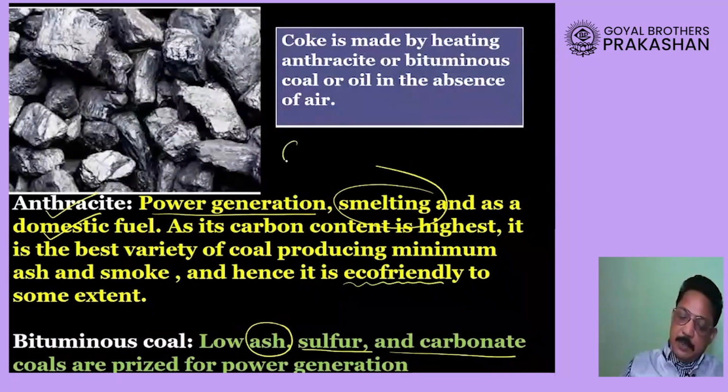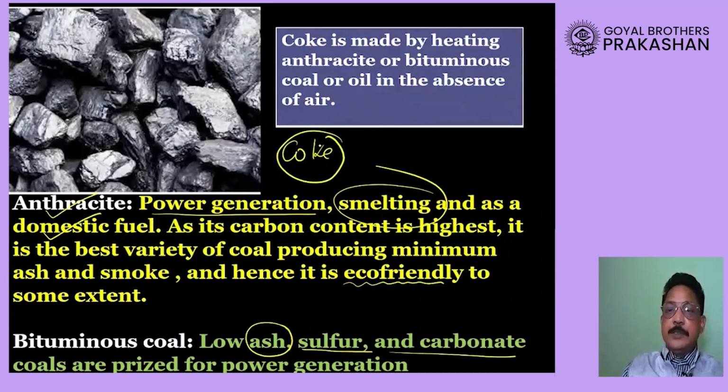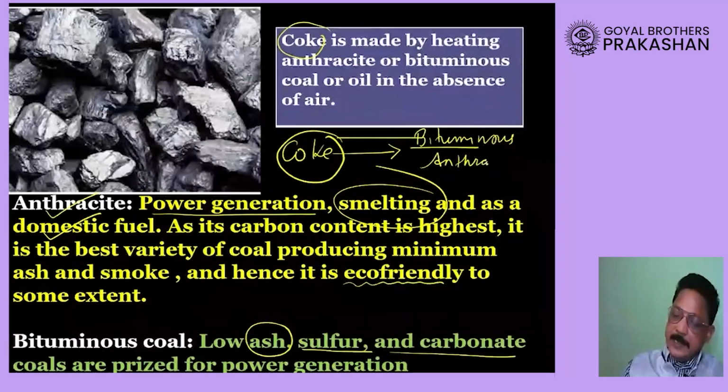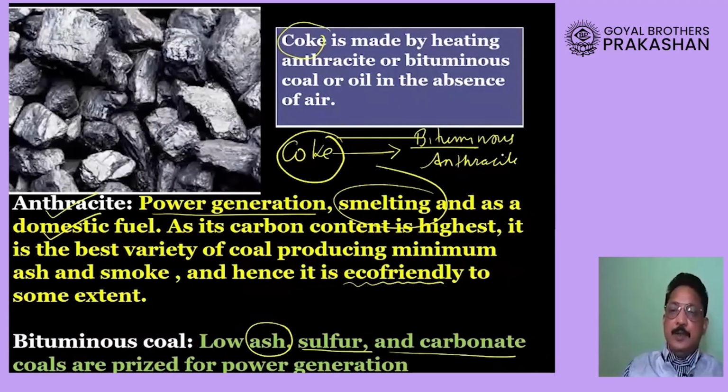Now you must have heard the name coke. Please remember, when coal is burned in an insufficient amount of air, a better quality of coal is formed, which is called coke. So for making this coke, we use bituminous type of coal and anthracite type of coal. Bituminous and anthracite coal are used to produce coke.